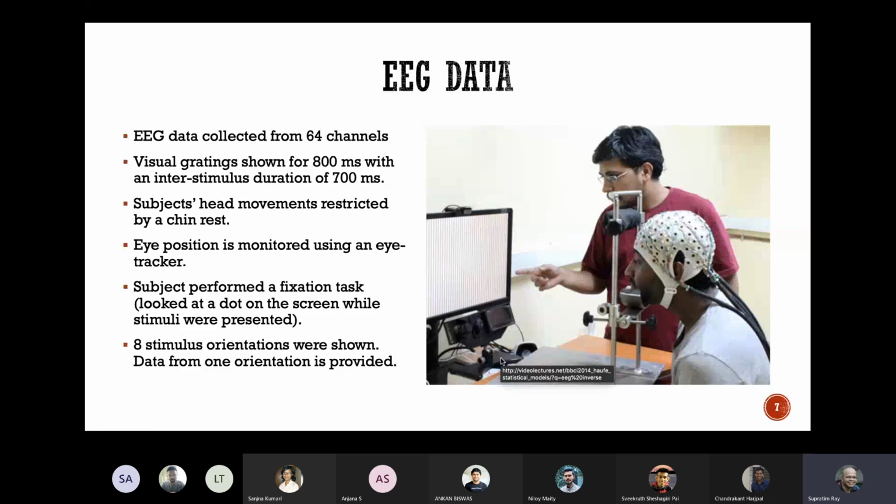Okay, so let's first talk about the EEG data. You can get this data from the course web page. It's the data that we collected when a subject, in this case a human, was staring at a screen while we collected data from 64 channels. The subject's head was stabilized through this chin rest here. The subject's eyes were monitored using an eye tracker that you see here.